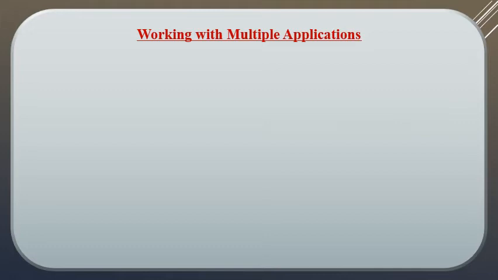What's the topic of today's class? Working with multiple applications. We know Windows is a multitasking operating system. What is called multitasking? Yes, we can work with a number of applications at the same time. So multitasking means working with several applications at the same time. How can we work with several applications at the same time? Let us see.